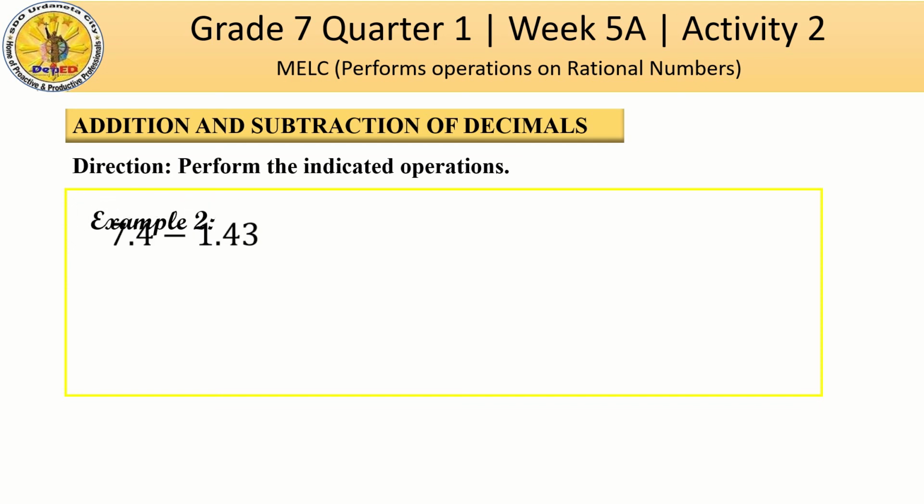Example number 2. 7 and 4 tenths minus 1 and 43 hundredths. This is how we're going to write these decimals. Okay. We add there 0.